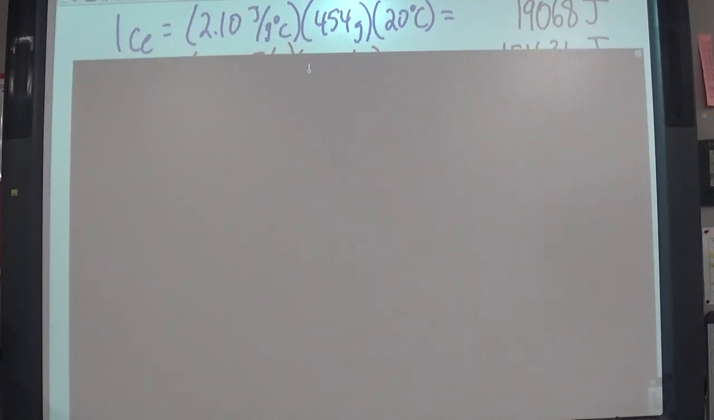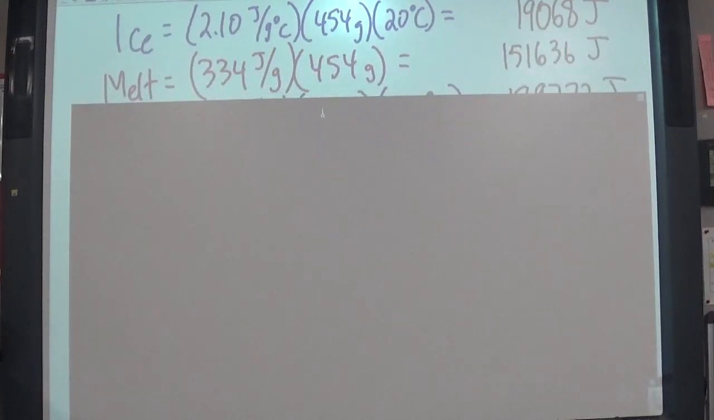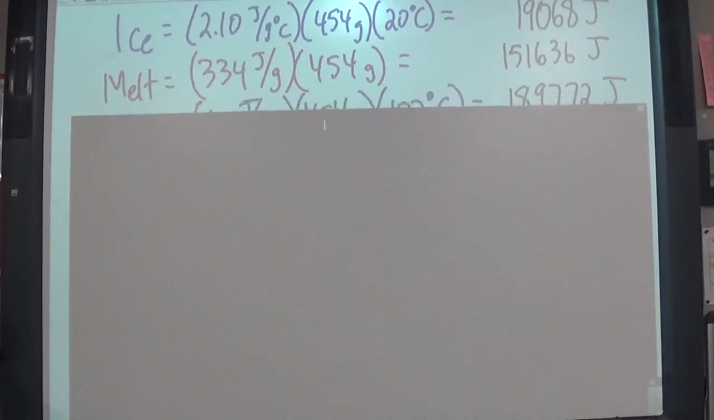For this problem, I'm just writing down everything that's in my calculator. I will add them all up and I will round it one time at the very end. So the amount of energy for ice is 19,000 joules. The second part was just to melt it. We took the heat of fusion, which was 334 joules per gram, multiplied by the 454 grams, and we get 151,636 joules.